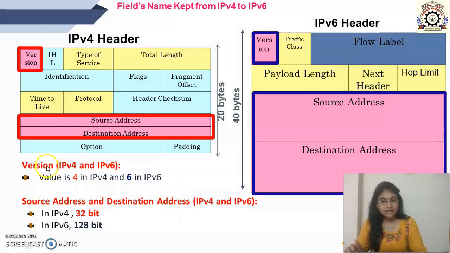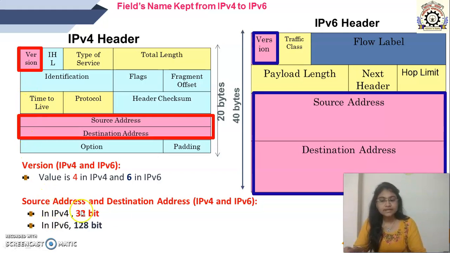Here the pink color is again used to indicate the fields which are available in both IPv4 and IPv6. The first field is the version number available in IPv4. It is used to indicate the version number of the internet protocol. The name itself indicates that it is internet protocol version 4, so in IPv4 this field contains the value 4. In case of IPv6, this field contains the value 6, that is version number 6.